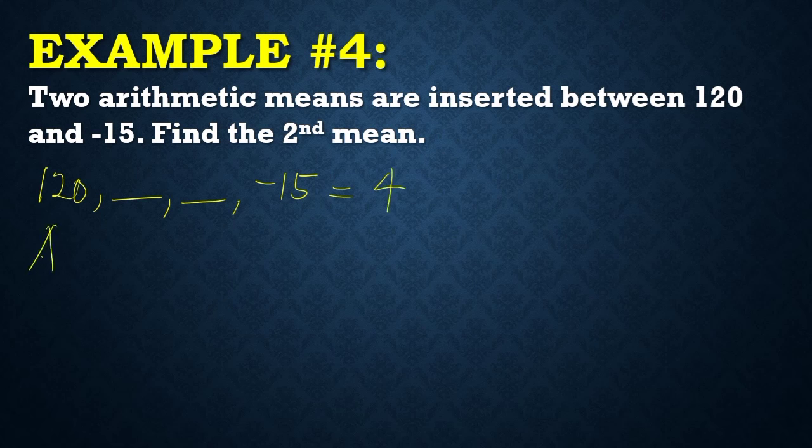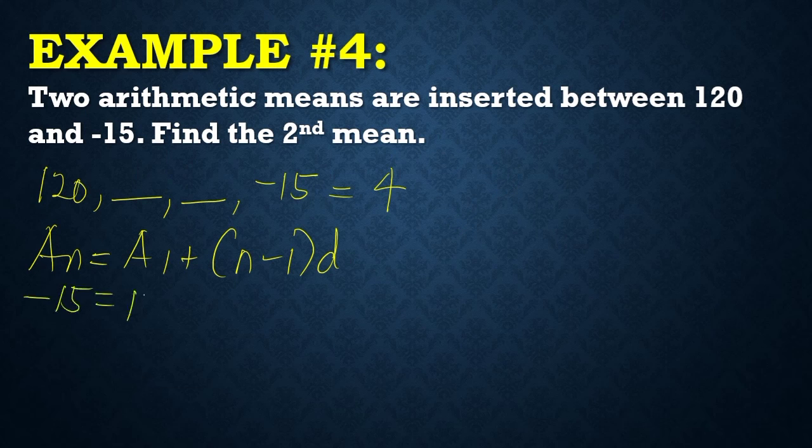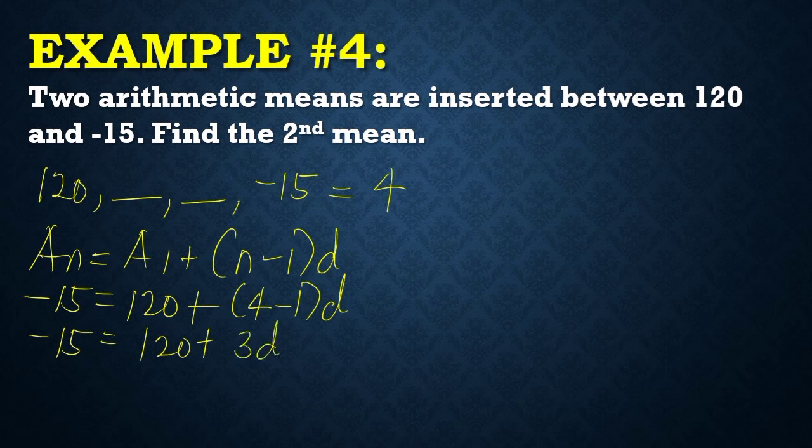And then applying the formula, a sub n is equal to a sub 1 plus the quantity of n minus 1 times d. A sub n is negative 15, is equal to the first term 120 plus n is 4 minus 1 and then times d. Now, negative 15 is equal to 120 plus the difference between 4 and 1, that is 3, times d, 3d. Now, ang 120, kailangan matanggal dito sa right side, madala sa left side. So, we subtract 120 to both sides.